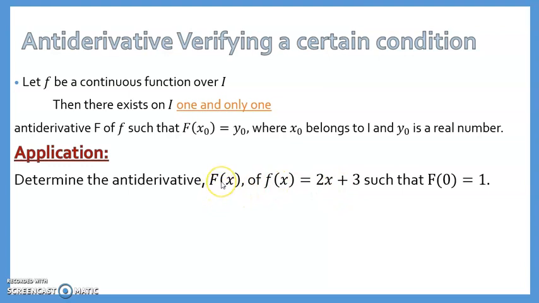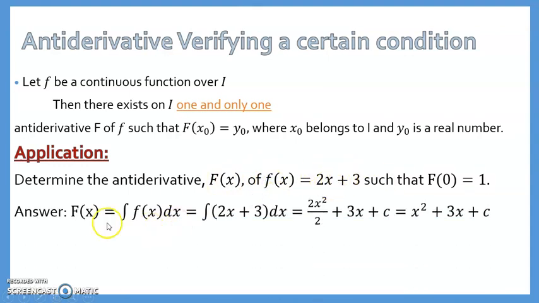Let's start by finding the big F of x. Since big F of x is the antiderivative of small f of x, we find the integral of 2x plus 3. And this one is easy. Here you keep the 2 and you integrate x to get x squared over 2. And since 3 is a constant alone, it'll be 3x plus c for sure. 2 and 2 cancel out to get x squared plus 3x plus c.